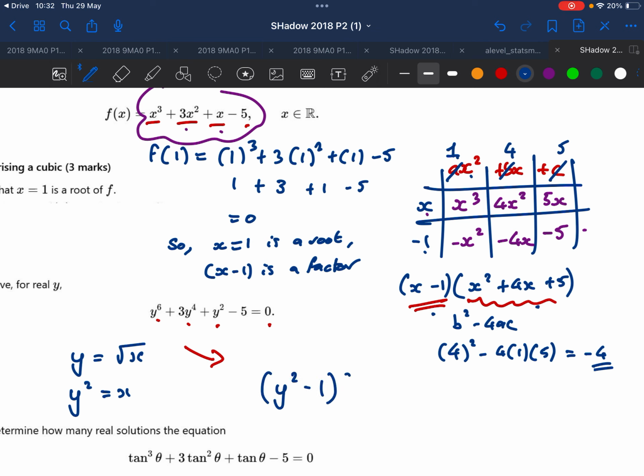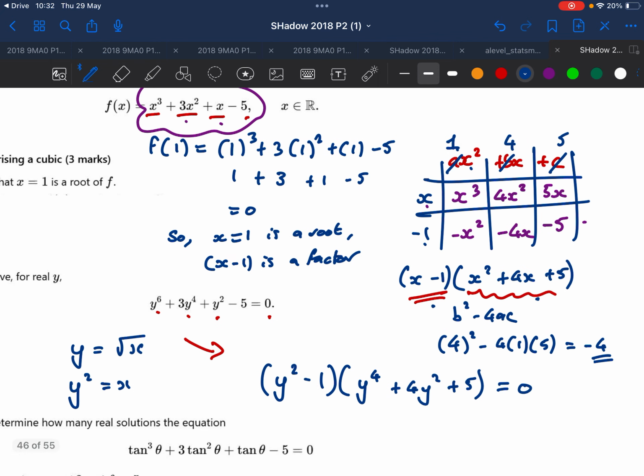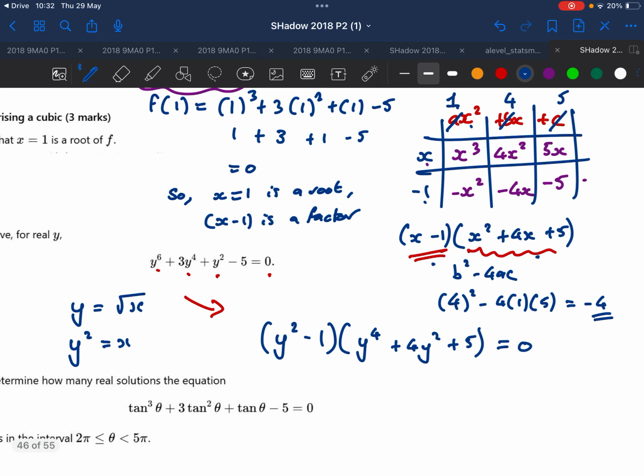That's the same as y squared minus 1. And then this is all in terms of y as well, right? So this is y to the 4 plus 4y squared plus 5 is the factorization. And then it's got to equal 0, hasn't it? Now, we know that this one doesn't go anywhere, remember? But that means that this one does go somewhere.